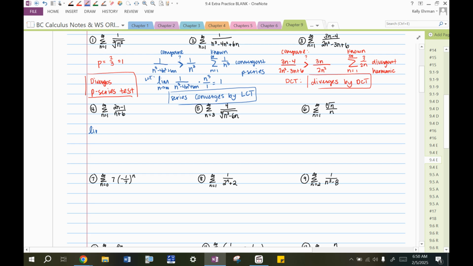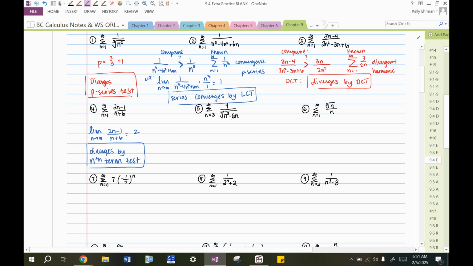Here, the terms are not approaching 0. The limit as n approaches infinity of 2n minus 1 over n plus 6. That's 2. So we're going to keep adding 2 in the long run, which will keep the sum growing. So this diverges by nth term test. And just because the limit comes out to 0 for the top 3, it doesn't mean converges by nth term test. It just means maybe converges by some other test. But you can see we got diverges for 2 of them.